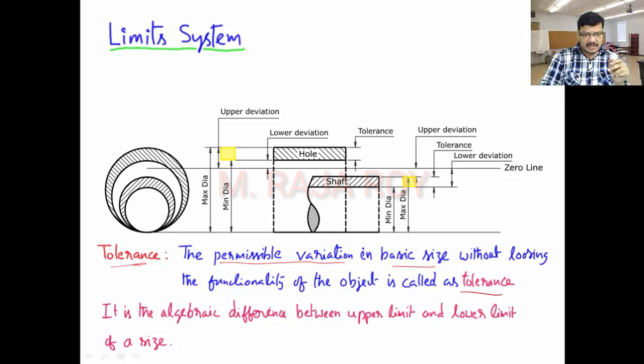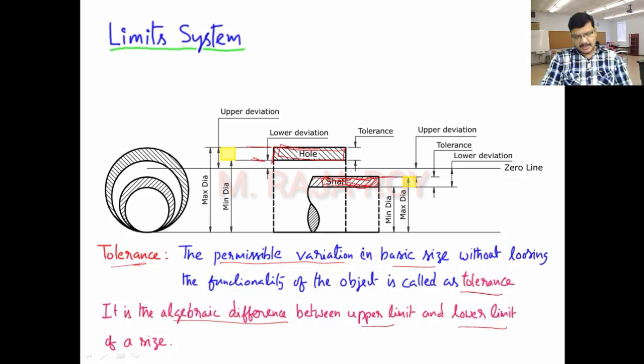Okay, it is the algebraic difference between the upper limit and lower limit. Now observe here, for this particular hole, this is the upper limit, this is the lower limit. The difference, this zone we will call as tolerance. Okay, for shaft, this is the upper limit, this is the lower limit. This particular difference we will call as tolerance. This is the tolerance zone.